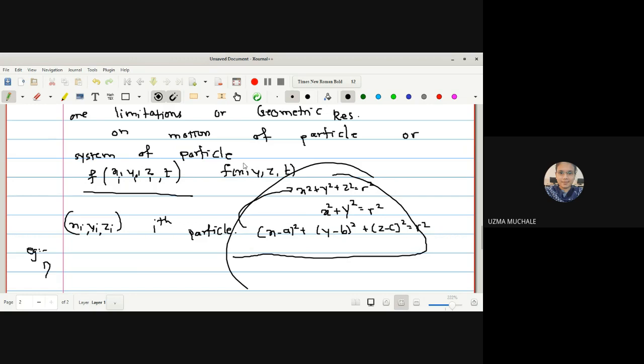Now this is only for a single particle, because we have considered a particle moving on the surface of a sphere. If I have n number of particles, then instead of f of x, y, z, we can write this restriction as f of xi, yi, zi, t. So in general the constraint equation can be written in terms of the coordinates xi, yi, zi and time t. What is xi, yi, zi? This is nothing but the coordinates of your ith particle.